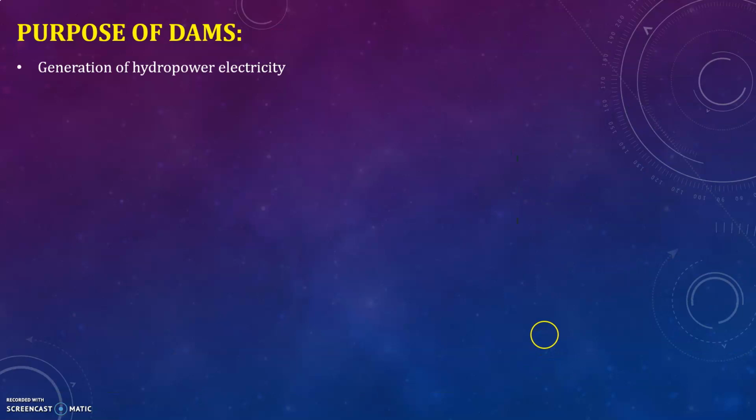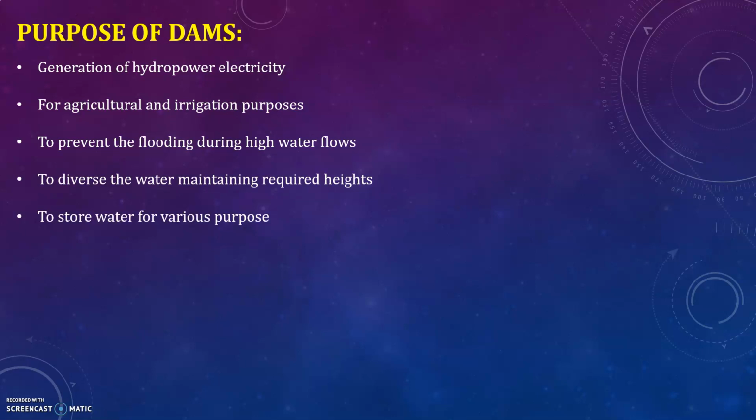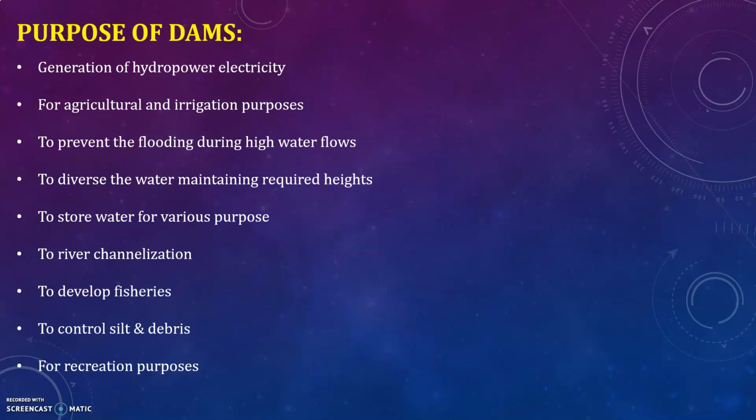Purpose of dams: generation of hydropower electricity, for agricultural and irrigation purposes, to prevent flooding during high water flows, to divert the water, maintaining required heights, to store water for various purposes, river channelization, to develop fisheries, to control silt and debris, for recreation purposes, and also for industrial water supply.